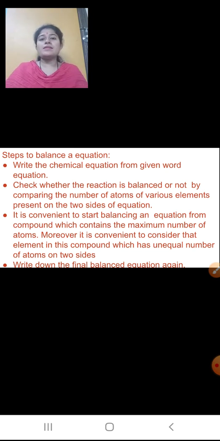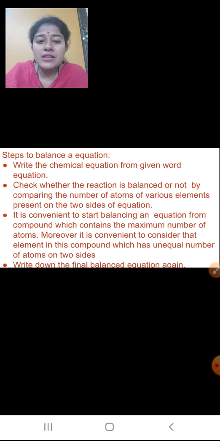First we should always write the condensed form, that is the chemical equation from the word equation. Then we have to check whether the reaction is balanced or not by comparing the number of atoms of various elements present on both the sides of the equation. Okay, then after checking, we will start balancing the equation, starting with the element which contains the maximum number of atoms.